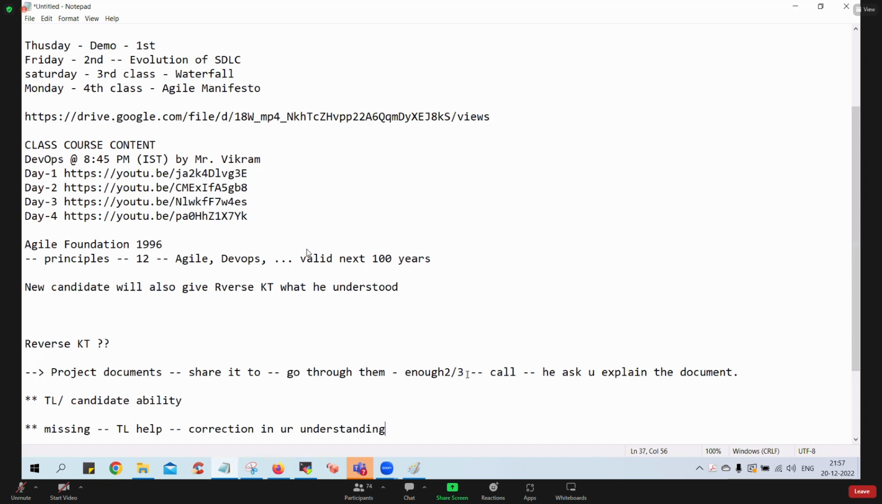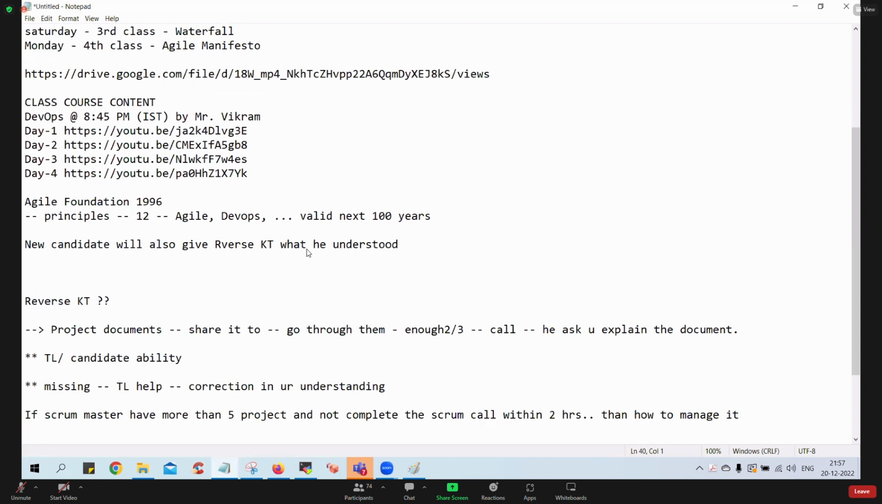Okay, I'm getting another good question from Sanjay. Let's see. If a Scrum Master has more than 5 projects and cannot complete the calls within 2 hours, how can he manage? So Sanjay is asking a very good question. Sanjay, a reverse question to you: have you ever worked in an IT company? Or are you a fresher?